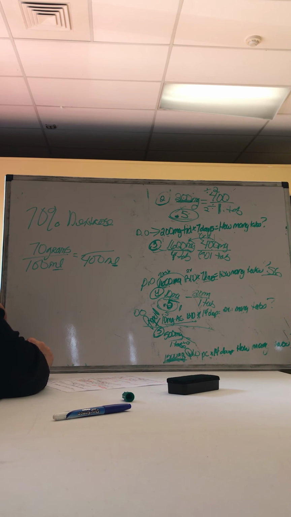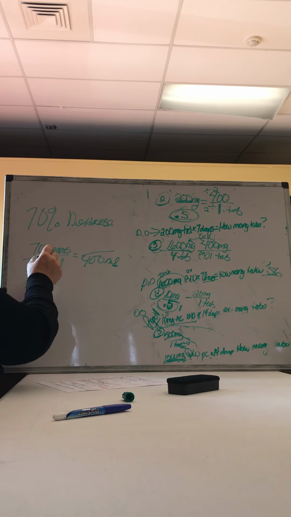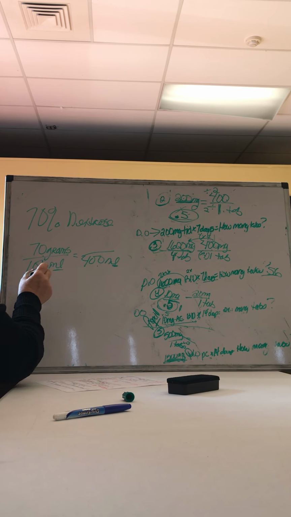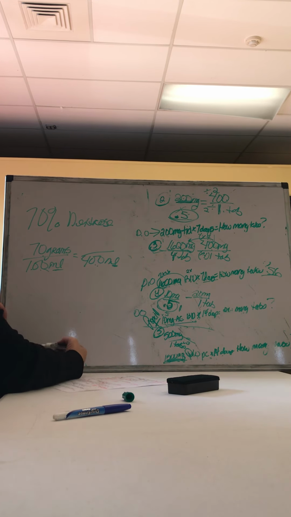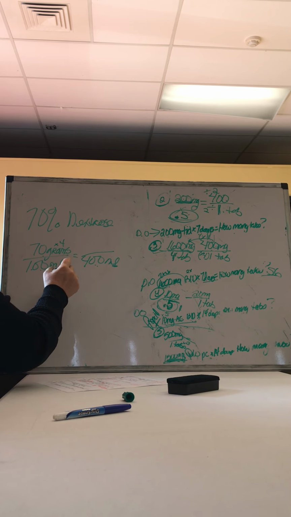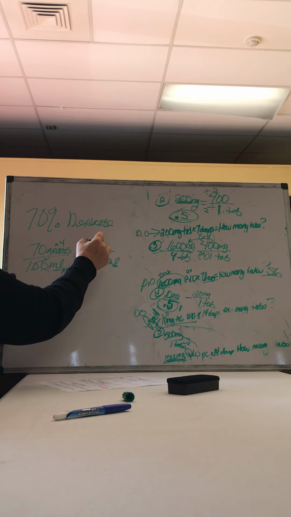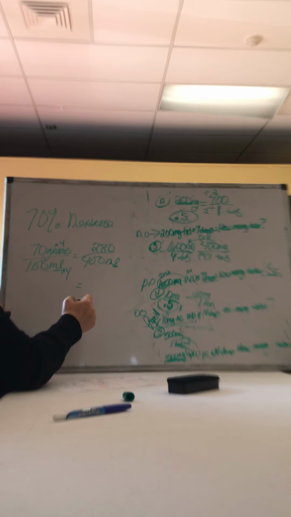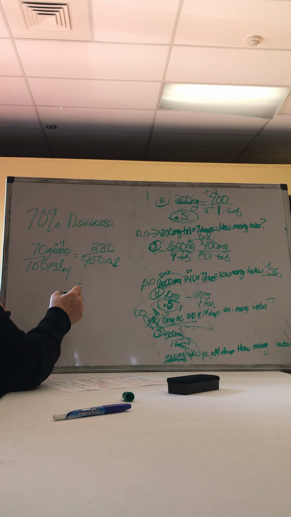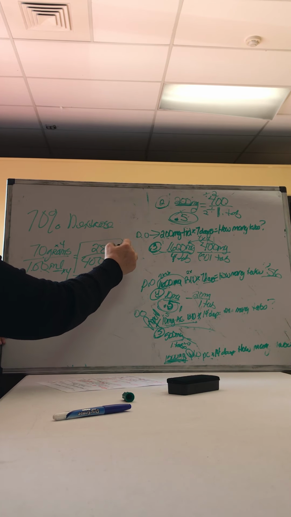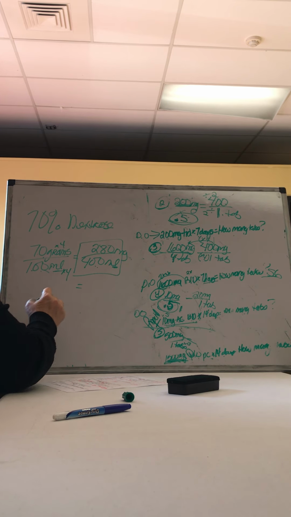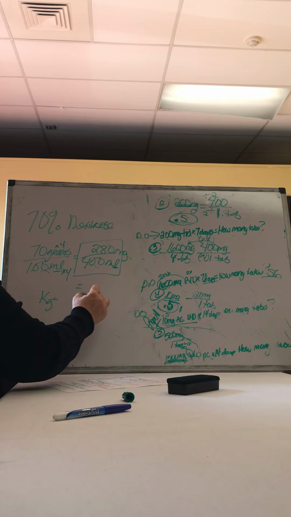Or you can do it a whole other simpler way, but we're going to try to do this problem first. I got 70 grams in 100, so how many grams are in 400? How did we get from 100 to 400? Times 4. So 70 times 4 is 280. And that is your answer. 280 grams. But they want kilograms.